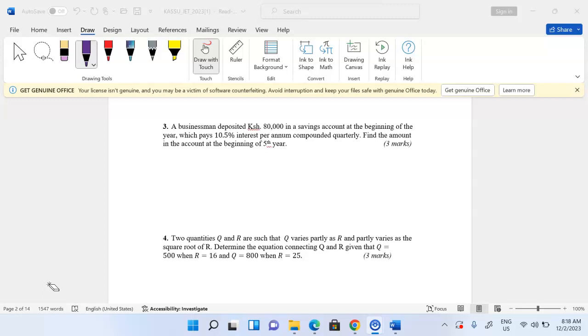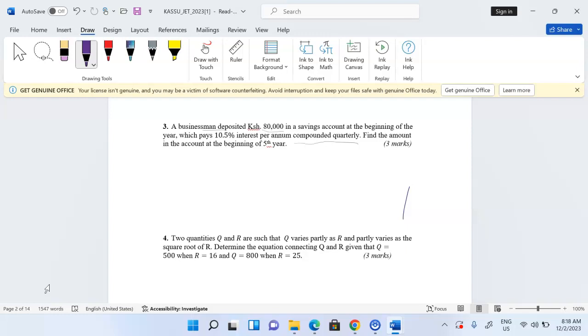Number 3. A businessman deposited 80,000 Kenya shillings in a savings account at the beginning of the year, which pays 10.5% interest per annum, compounded quarterly. Very important information. Find the amount in the account at the beginning of the 5th year.